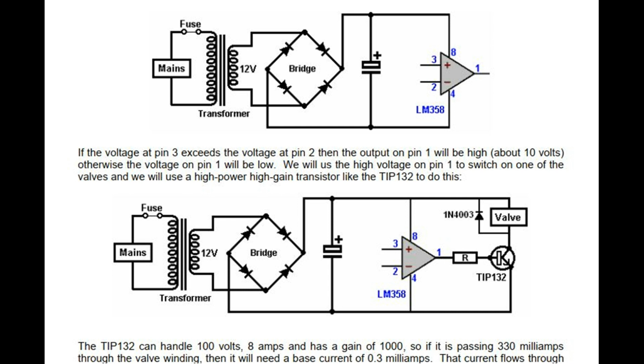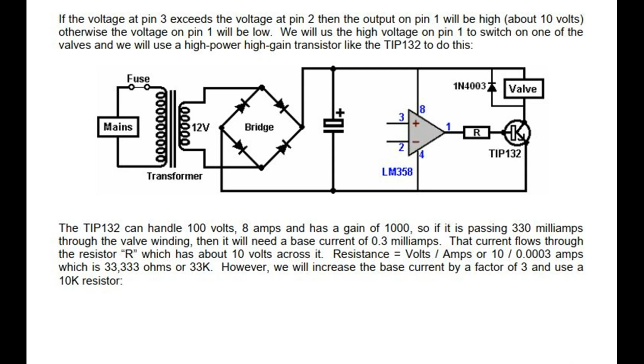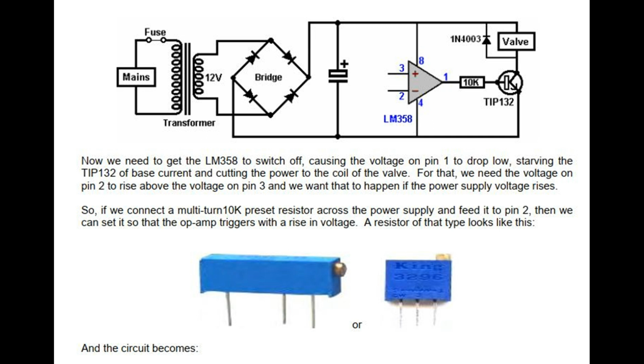That current flows through the resistor R, which has about 10 volts across it. Resistance equals volts/amps, or 10/0.0003 amps, which is 33,333 ohms or 33K. However, we will increase the base current by a factor of 3 and use a 10K resistor. Now we need to get the LM358 to switch off, causing the voltage on pin 1 to drop low, starving the TIP132 of base current and cutting the power to the coil of the valve.